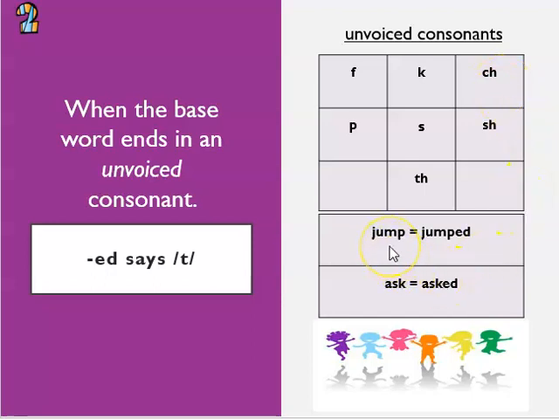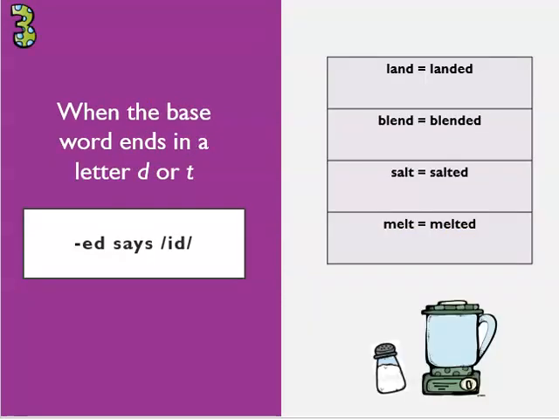Let's take a look down here. The word jump. It ends in an unvoiced consonant. I added ED, and it's going to be pronounced with the T sound. Jumped. Ask, asked. Let's take a look at the last one.